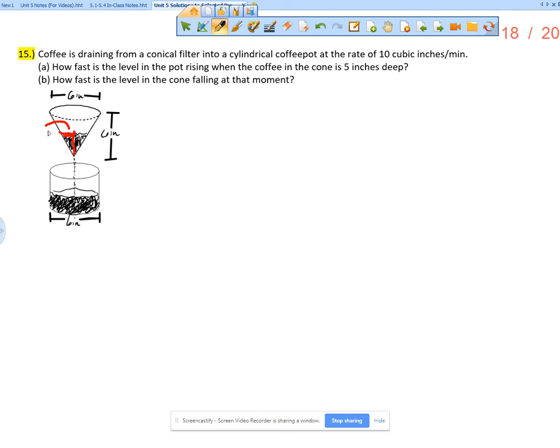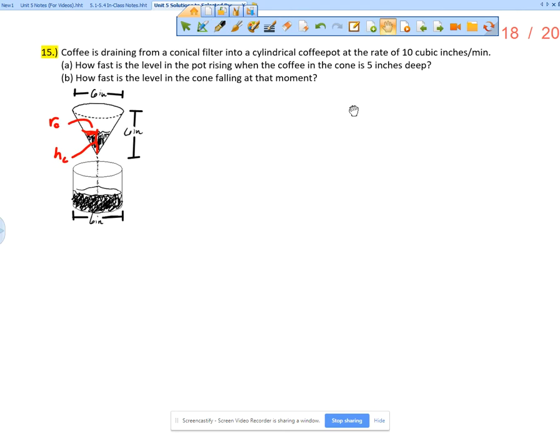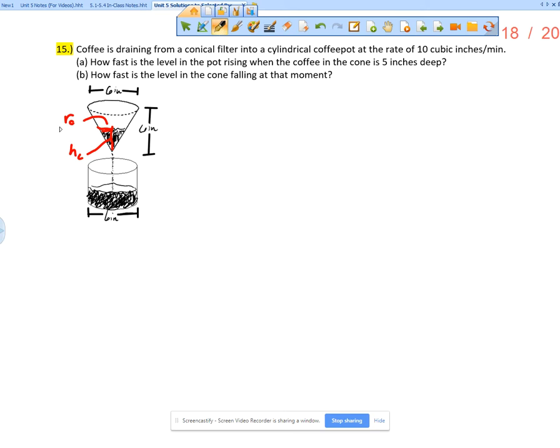That has a particular height and a particular radius. I'm going to refer to the radius of the cone as R sub C, and this is going to be an H sub C, the height of the cone or the depth of the liquid in the cone. Those are both changing, because as the coffee flows out, the radius and the height are decreasing. So there is a dR sub C dt, which is some negative value that we don't know, and a dH sub C dt, which is also a negative value that we don't know.